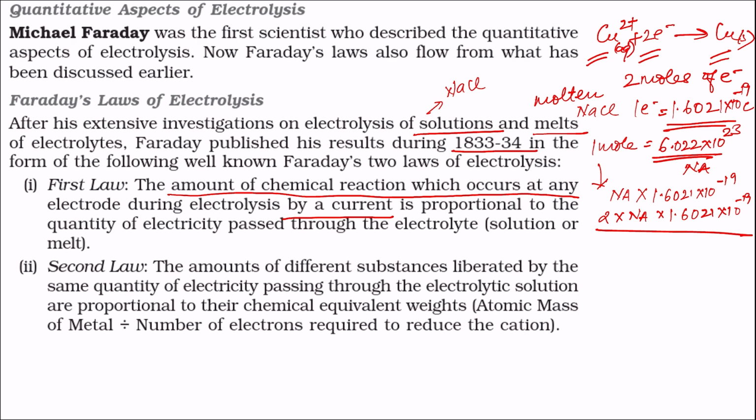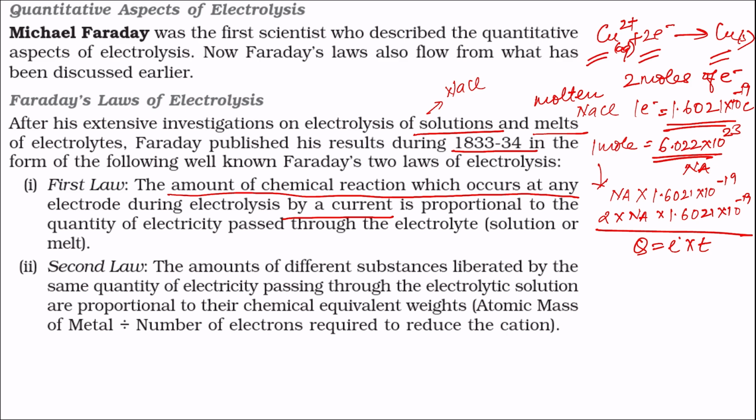Flow of electrons constitutes electricity. So whatever the amount of charge is, it will depend upon the quantity of electricity passed, because Q is equal to I into T. So the amount of current passed will decide the amount of charge.